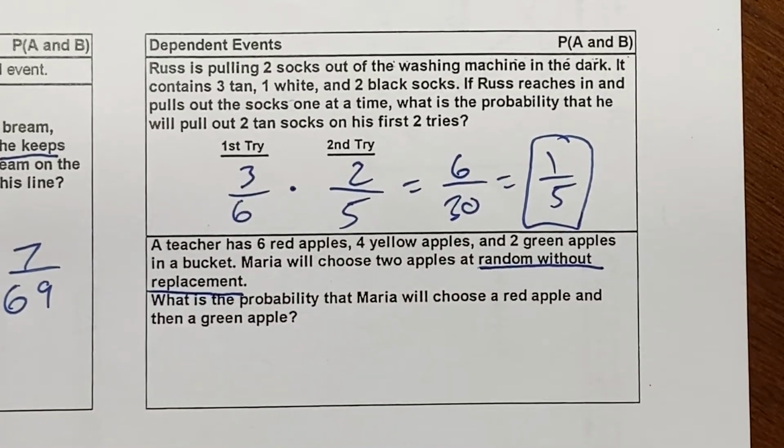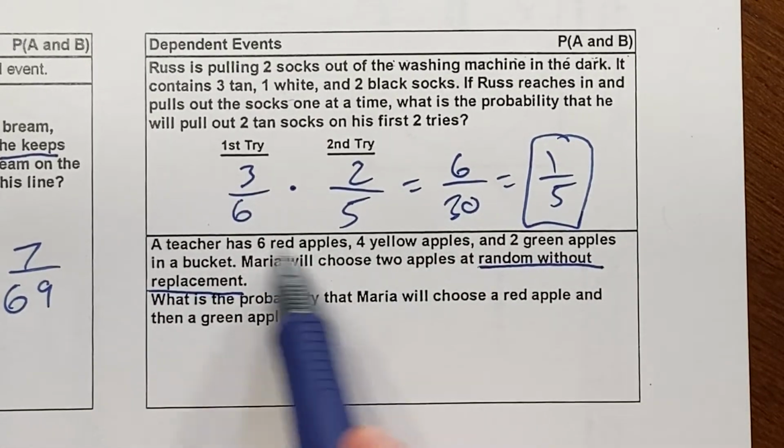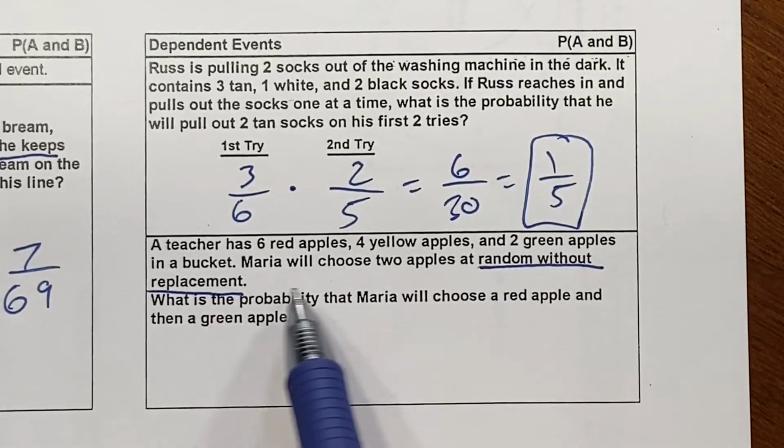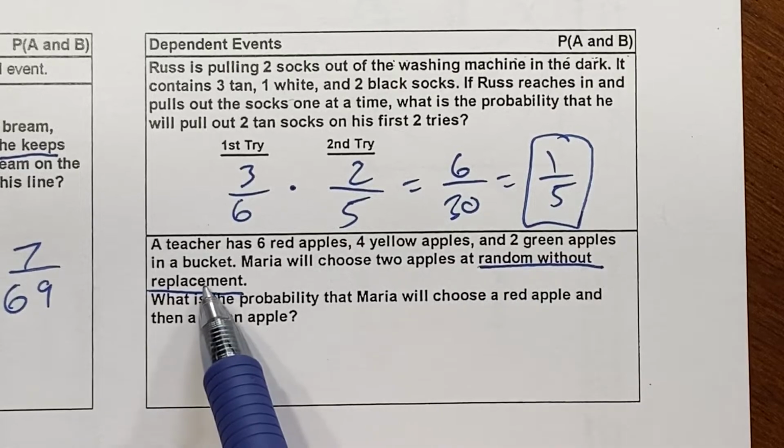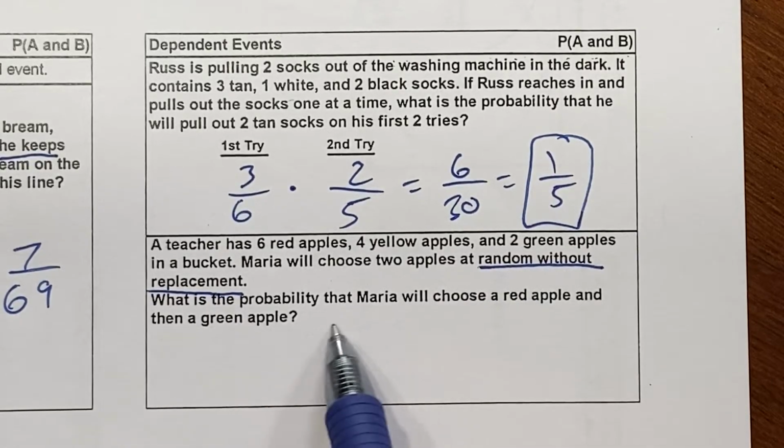Thief, Maria. Okay, so we got the teacher walking around with all the apples in a bucket like a weirdo, and then Maria the thief is walking behind the teacher and stealing her apples and not replacing them. What is the probability that Maria will choose a red apple and then a green apple?